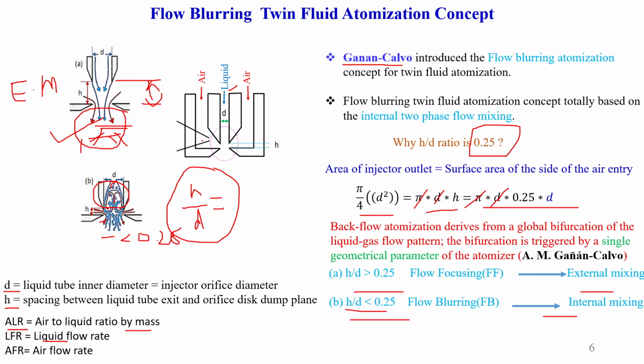So this is a very important slide to understand flow blurring atomization based on the geometrical parameter only. Okay, let's move to the next slide. If you have any doubts, please comment.